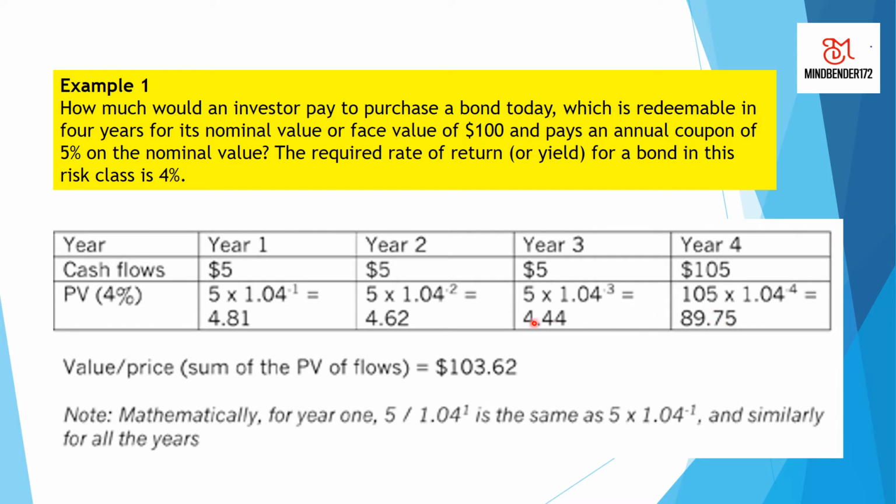So these present values are calculated here at year 0. So the present value of the cash flows becomes 103.62, right?